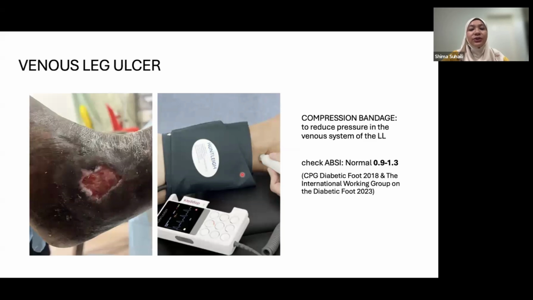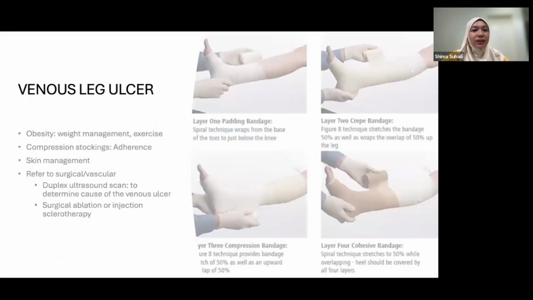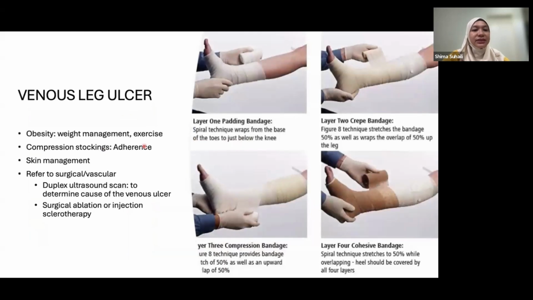So, don't forget to check the ABPI, okay, as a screening to see whether this patient ada arterial disease atau tidak. Because we know that one of the contraindications for the compression therapy adalah patient yang ada concomitant arterial disease. Okay, so patient with the venous leg ulcer, apart from compression stocking, compression bandage yang kita boleh buat dekat primary care, usually the 2 layer.